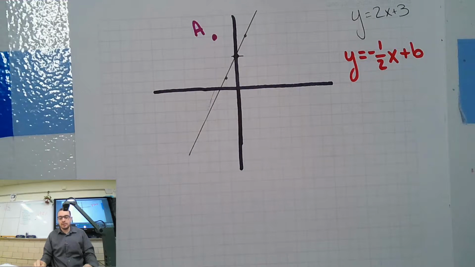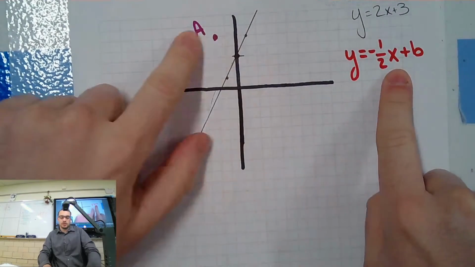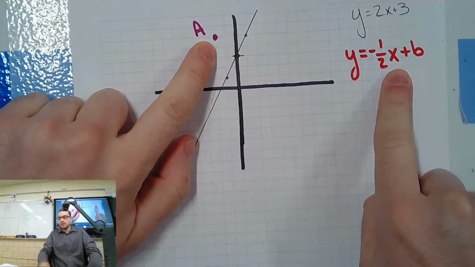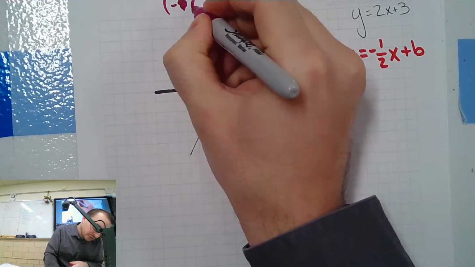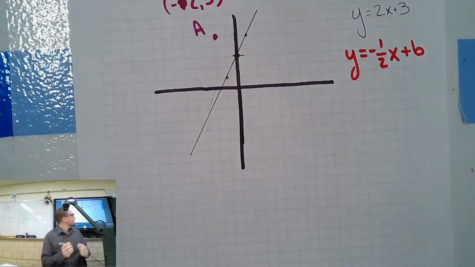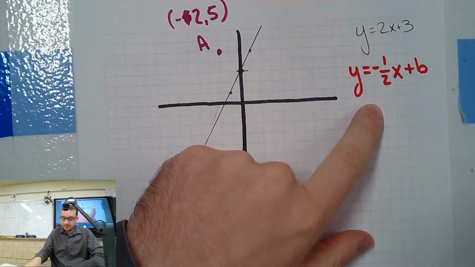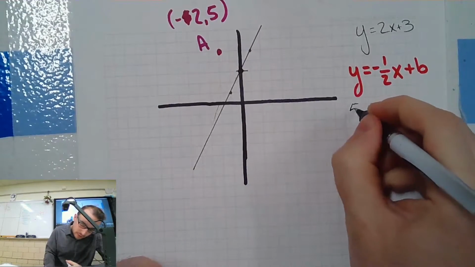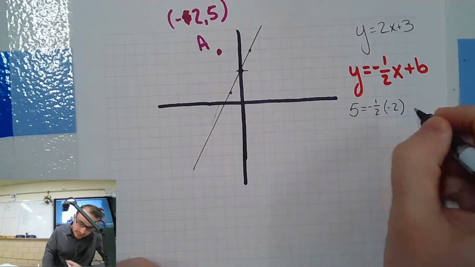All right, so now we need to plug in a point here that we know is on this line. We want it to go through this point, so that's the point we're going to plug in. This guy's coordinate is negative 2, comma 5. There you go. So we're going to plug that in over here. 5 for y. Negative 2 for x.